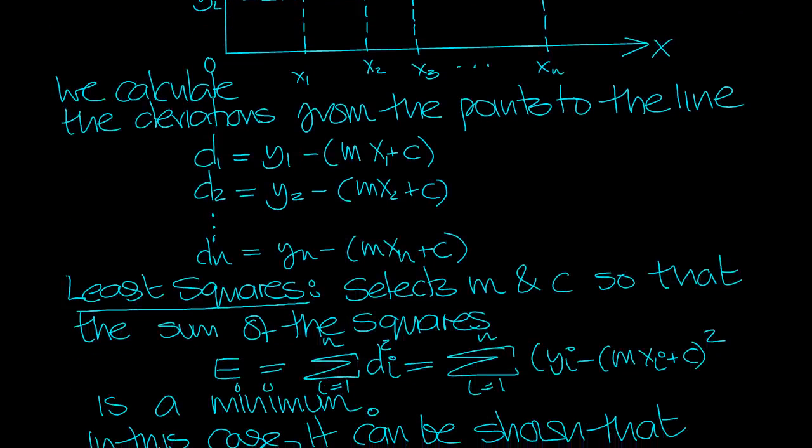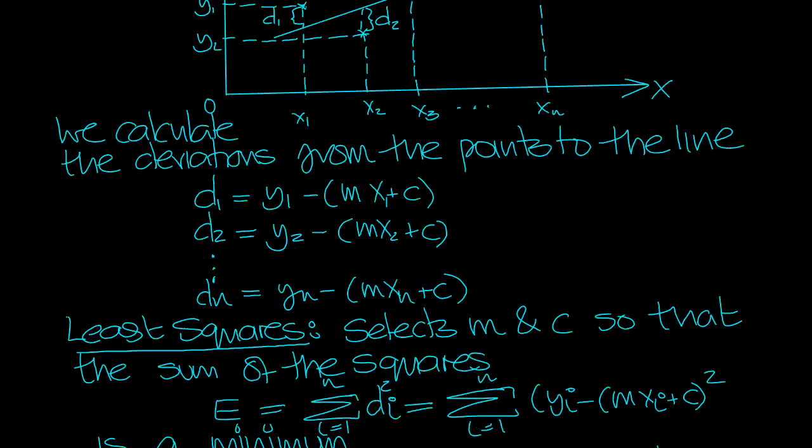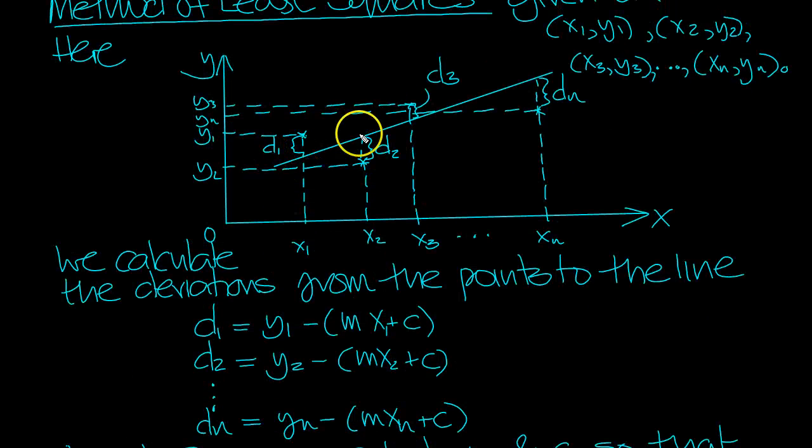We calculate the deviations from the points to the line. So we suppose that there's a line, y equals mx plus c, and then we work out d1 would be y1 minus (mx1 plus c). Input the x1 and you get the value on the line. So that d1 would be the difference between the y coordinate y1 and the value on the line at x1, input x1, mx1 plus c. So that distance there is d1. This is d2, there's d3, all the way up to dn.